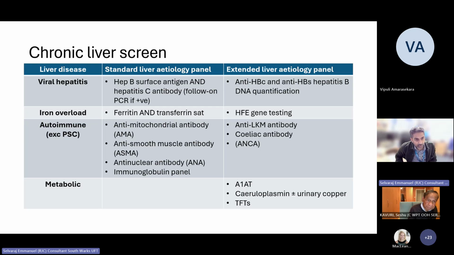The chronic liver disease screen is where we do see most of the positive markers come through. Again, this is just a summary. You will have access to this slide, but I won't go through all of this in detail. We do have some slides coming up on this.